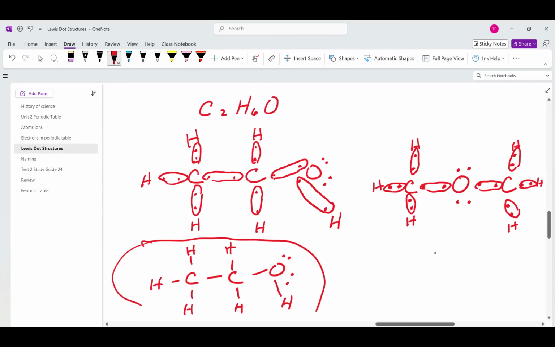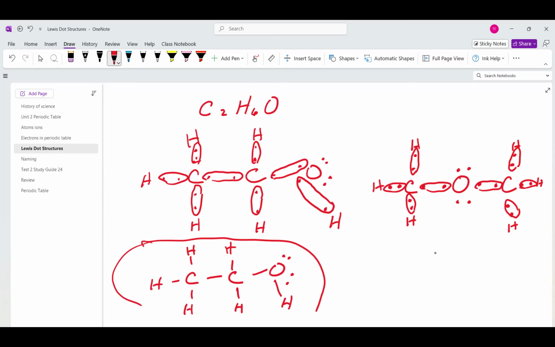Okay, no singletons left unbonded. So the next thing we're going to do is see if it's legal. Left carbon, 2468. Right carbon, 2468. Oxygen in the middle, 2468. So they all have octets. The hydrogens have a full shell of 2 electrons as well.